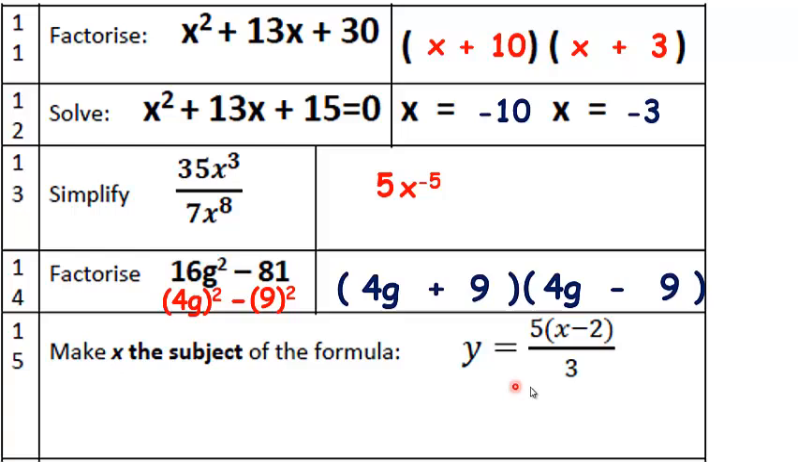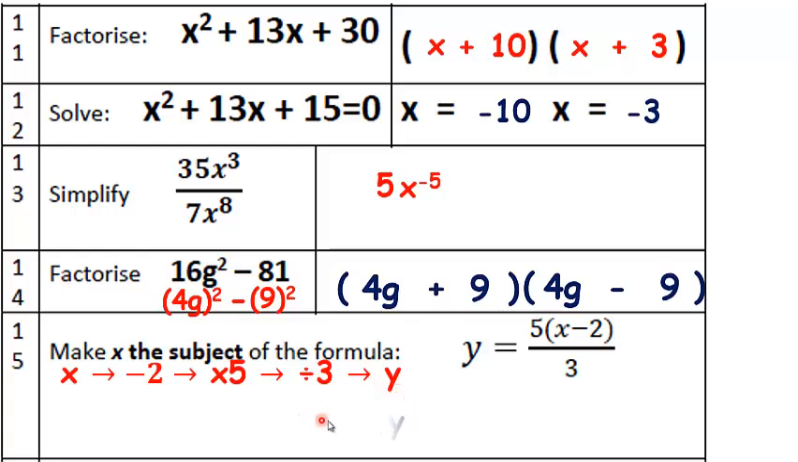Question 15. Okay, I need to make x the subject of the formula. So starting off with x, let's think about what's happening. X, I'm going to take away 2, then the whole bracket there is times by 5, and then all of that is divided by 3. And then that gives me y. So starting off with the x, I'm going to take away 2, times by 5, divide by 3, and all of that gives me y.